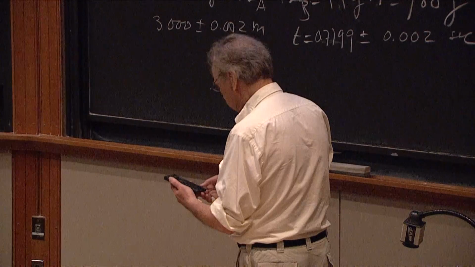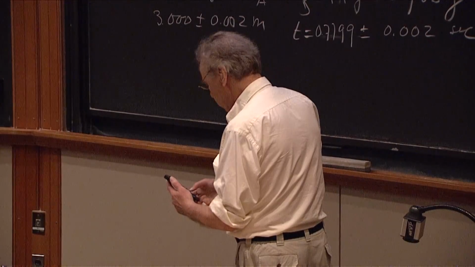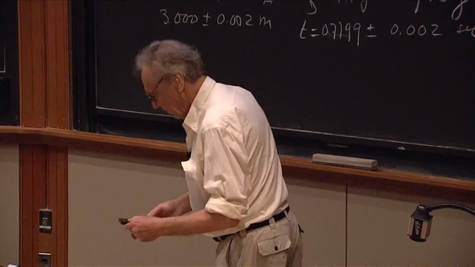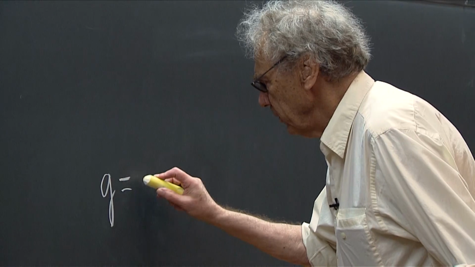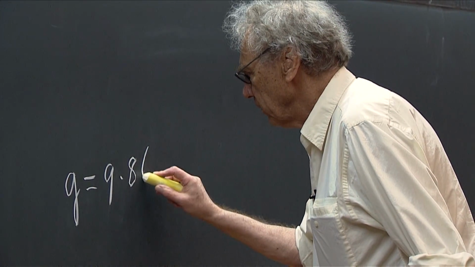So we get 6, because 2h is 6. 0.7799, 0.7799, and we find 9.86. Well, g equals 9.86.